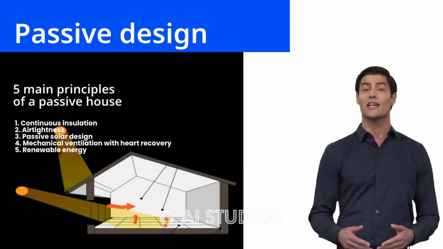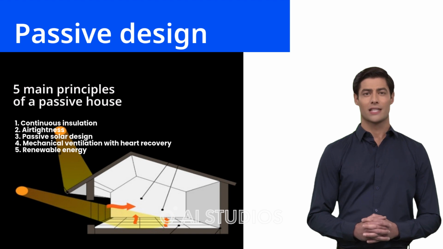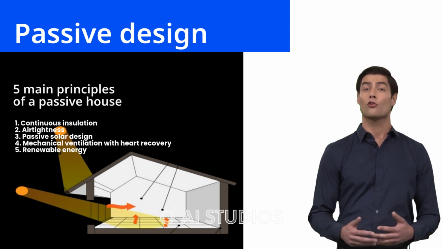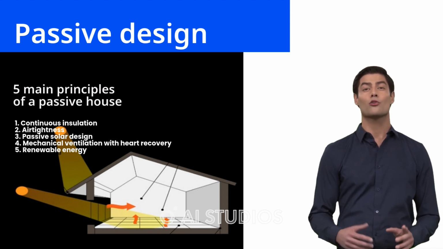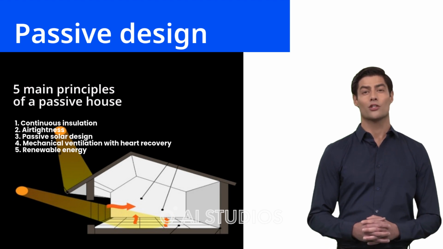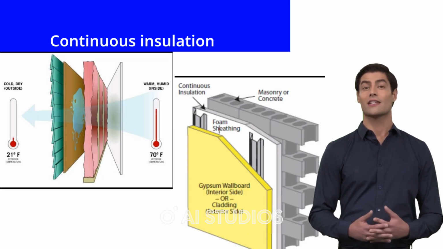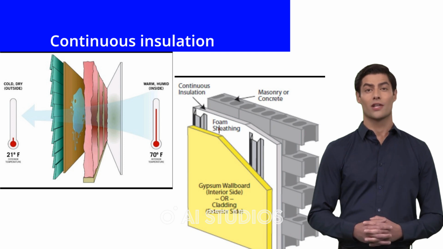According to the Passive House Institute, there are 5 main principles of a passive house, which are: 1. Continuous insulation, 2. Airtightness, 3. Passive solar design, 4. Mechanical ventilation with heat recovery, 5. Renewable energy.